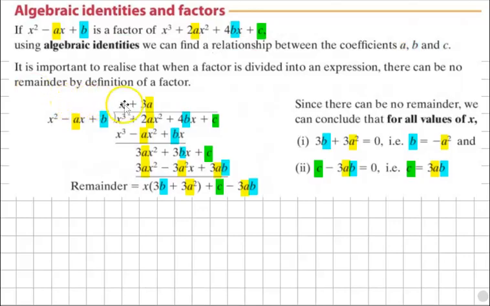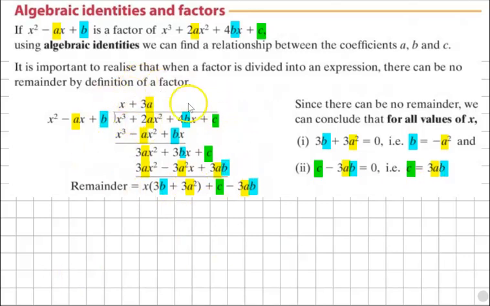So if we do algebraic long division, we can see there is a remainder left over here. So we have x times 3b plus 3a squared, plus c minus 3ab. So we would consider the c minus 3ab to be the constant because there's no x attached. So since there can be no remainder, we can conclude that for all values of x, 3b plus 3a squared is equal to 0, i.e. b is equal to minus a squared, and c minus 3ab is equal to 0, i.e. c is equal to 3ab.